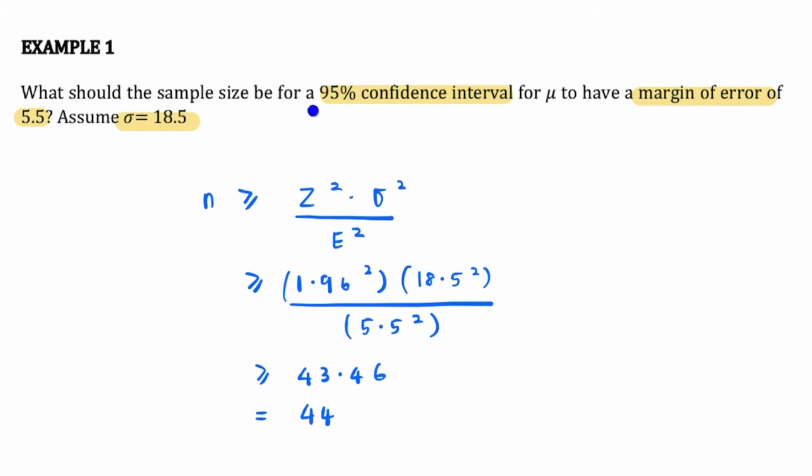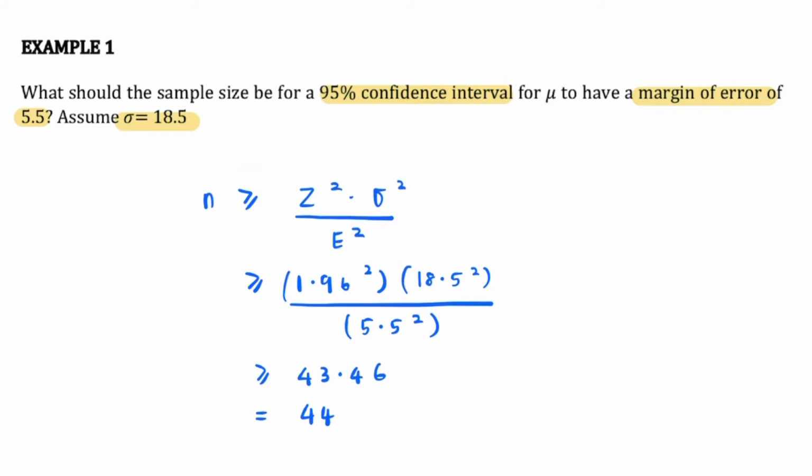So just plug in the values. For a 95% CI, your Z value will be 1.96. Sigma is given, 18.5, and the error is also given, which is 5.5. So you have 43.46. Then the minimum sample size is 44.